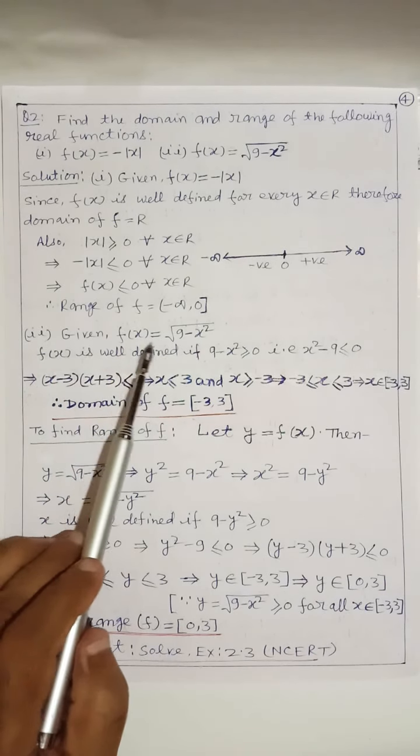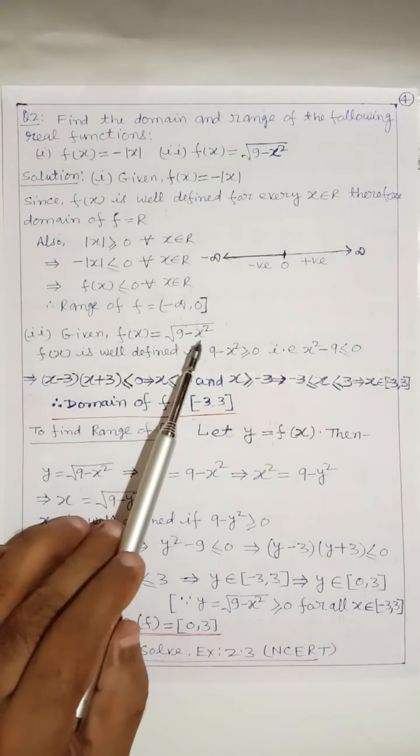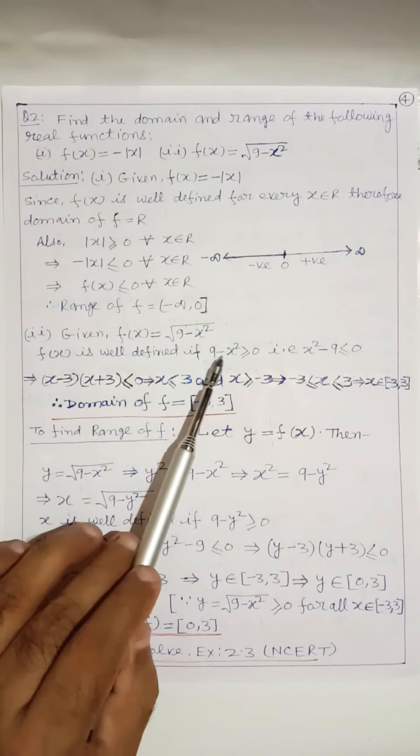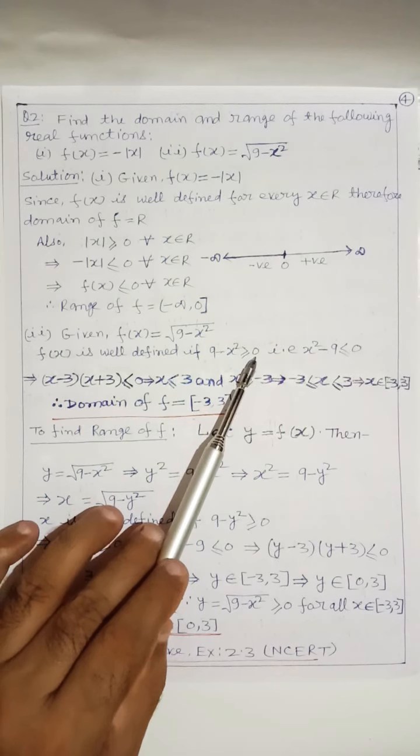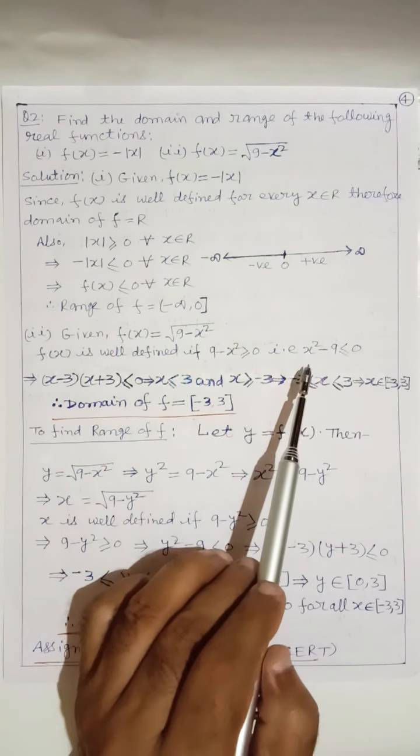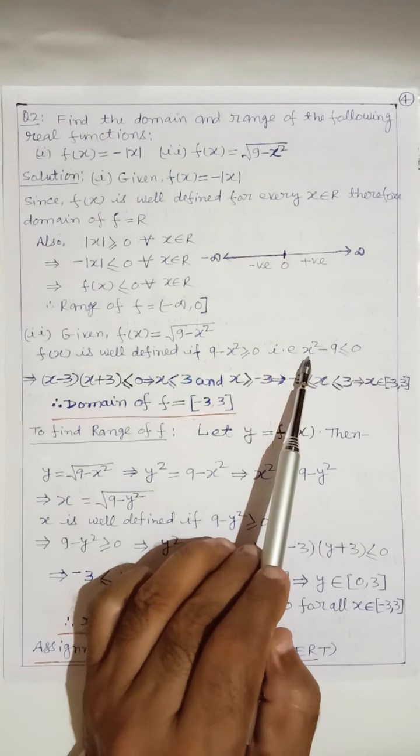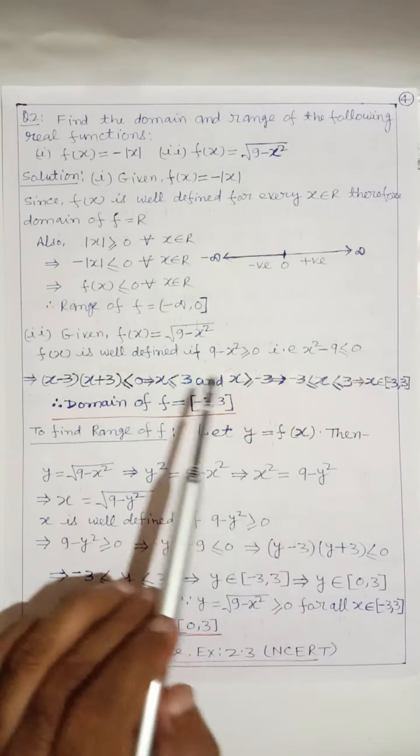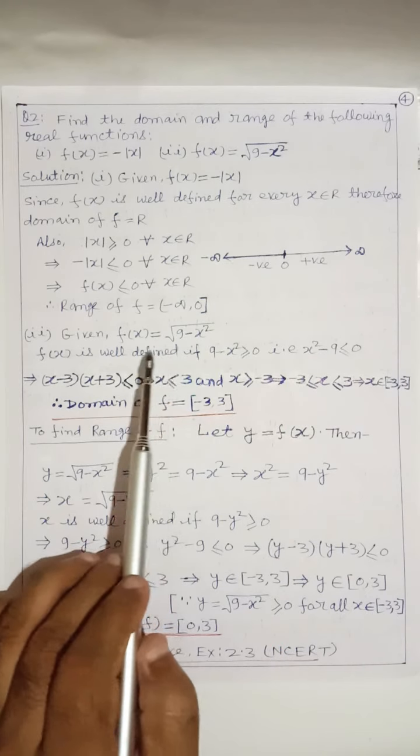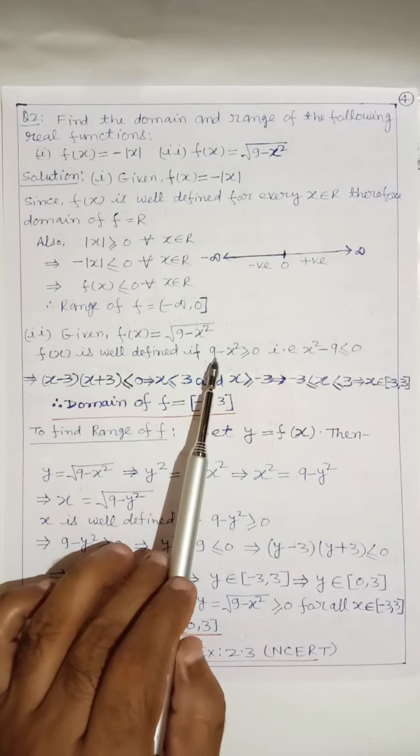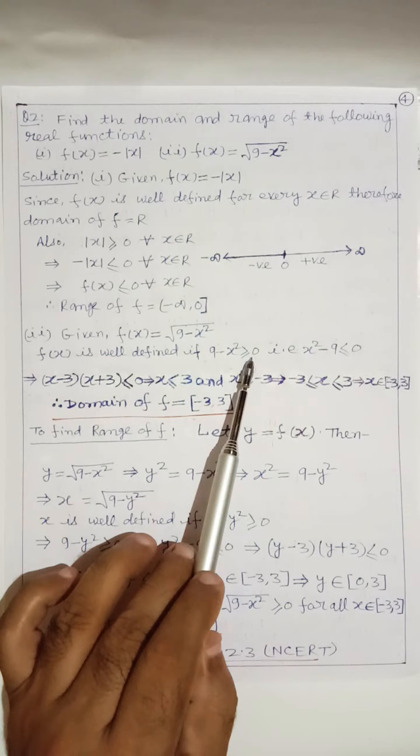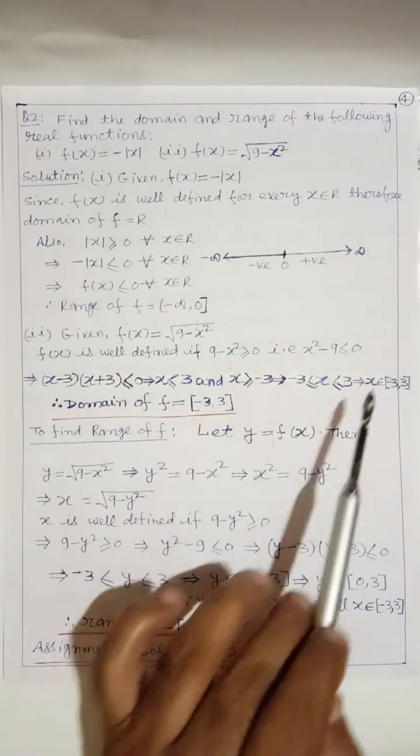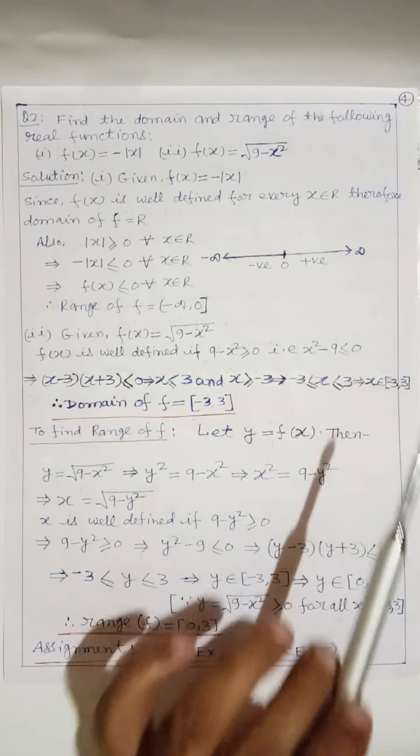Second, given f(x) is equal to square root of 9 minus x square. f(x) is well defined if 9 minus x square is greater than or equal to 0, that is x square minus 9 less than or equal to 0. Squaring both sides, 9 minus x square greater than or equal to 0. Therefore x square minus 9 will be less than or equal to 0.